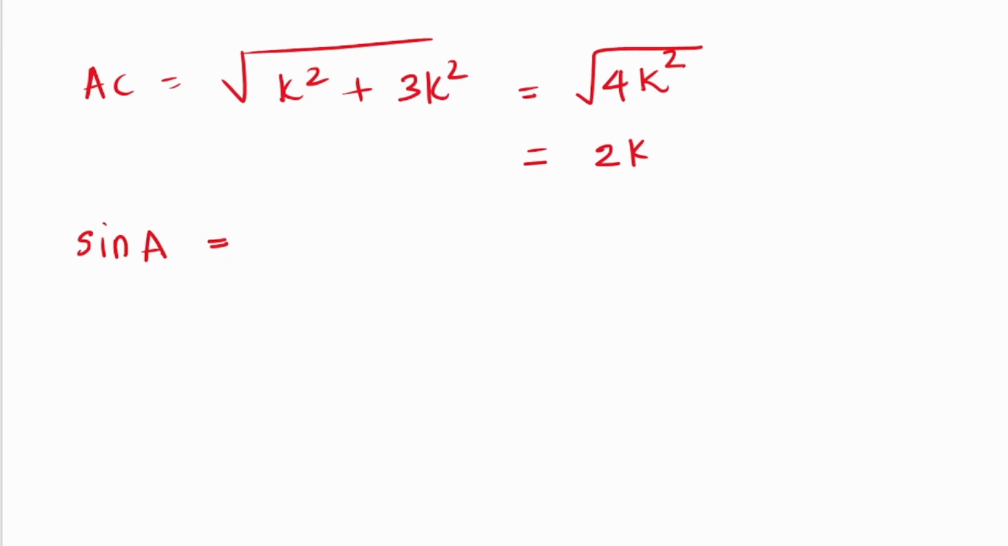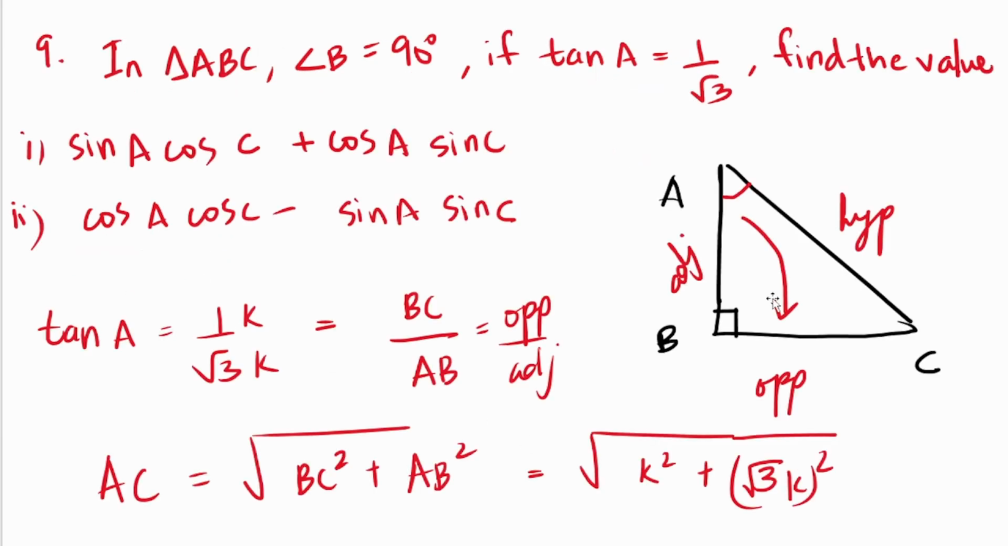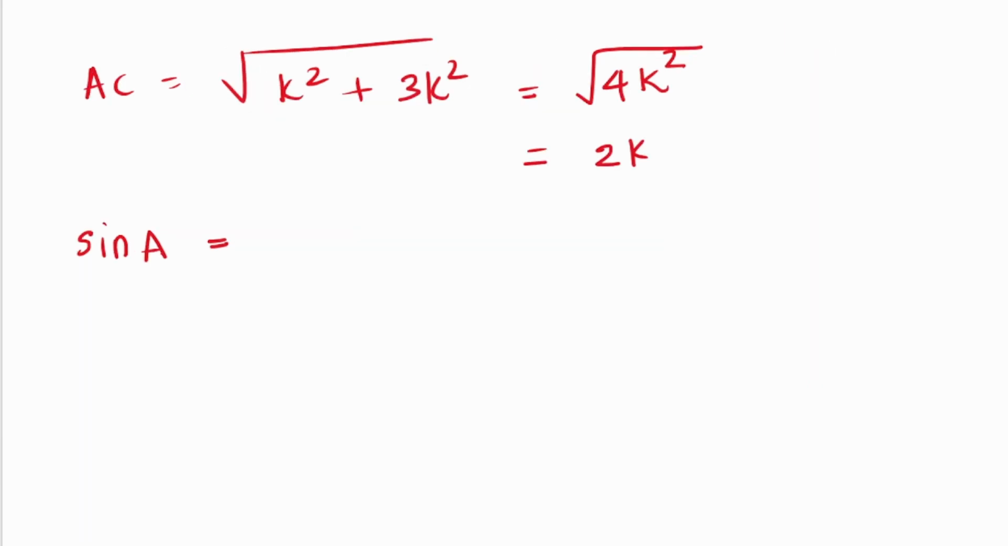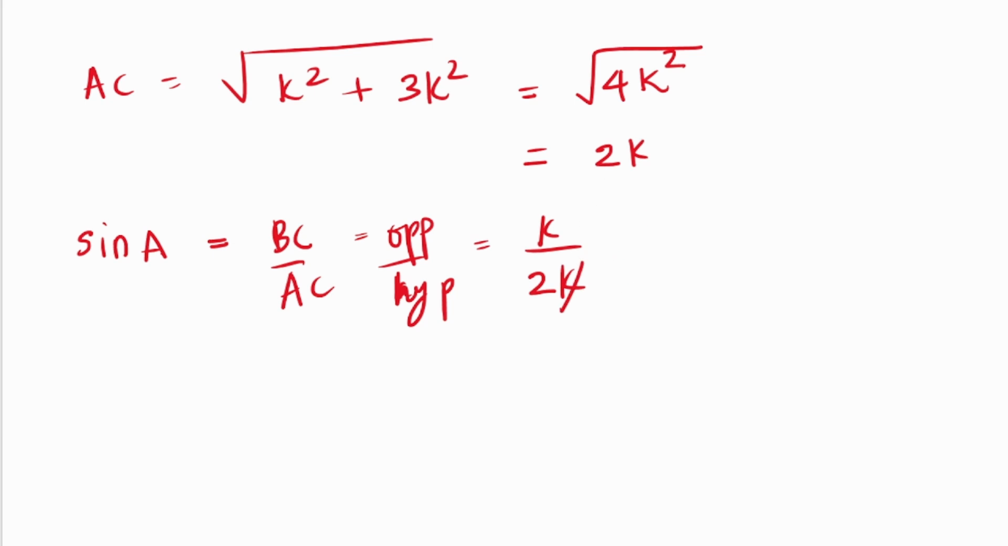Sin A is opposite side by hypotenuse, that is BC by AC. BC by AC, which is opposite side by hypotenuse, which is K by 2K, as 2K is the hypotenuse. So when you cancel K and K, you will get 1 by 2.